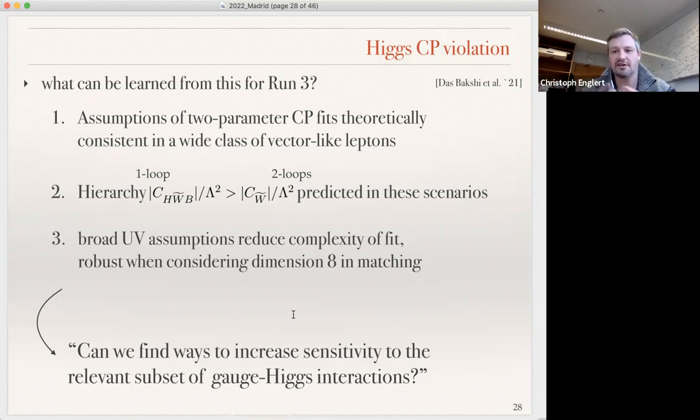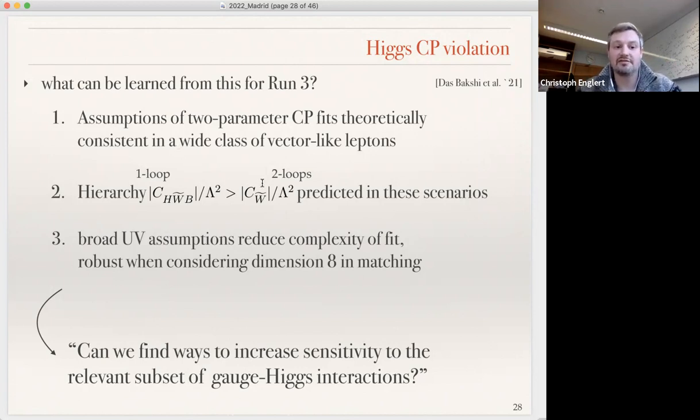And the question that we asked them, together with actually Supratim Dasbakshi, he's now one of your colleagues in Granada. So if you want to know more about these things, you should invite him, not me. You can find theories where these 2 parameter CP fits actually do make sense. And it's a very broad class of vector-like leptons. And there, these 2 operator structures are the ones that are sourced.